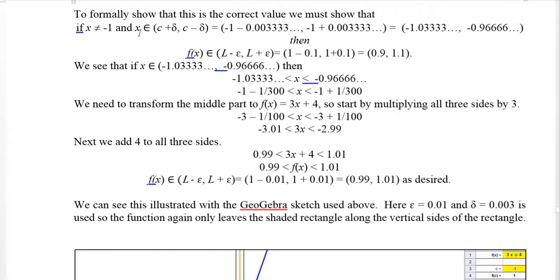So if we prove that this is the correct one, let's see, these are backwards again. Fix that. From c minus delta to c plus delta. Okay, and then we want to show that the f of x's are from L minus epsilon to L plus epsilon. So again, this is kind of like before. If we know that x is from -1 minus 1/300, but it's above that, but below -1 plus 1/300, then from that we need to transform the middle part to f of x by first multiplying by 3.